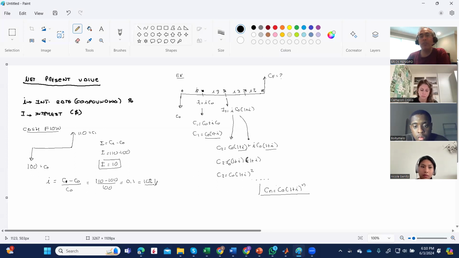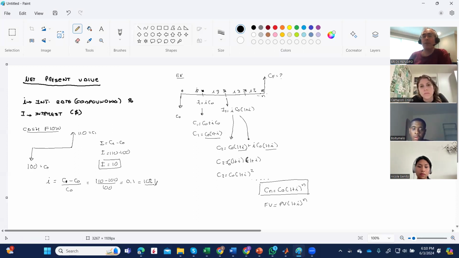Okay, so this is one of the equations that we're going to be using all the time. Got it? Now, in words, guys, this is called future value. Do you agree? Cn is future value. Well, we can call this, for n periods, the present value times (1 plus I) to the power n. Okay? And from here, the present value is going to be equal to the future value divided by (1 plus I) to the power n. Make sense?